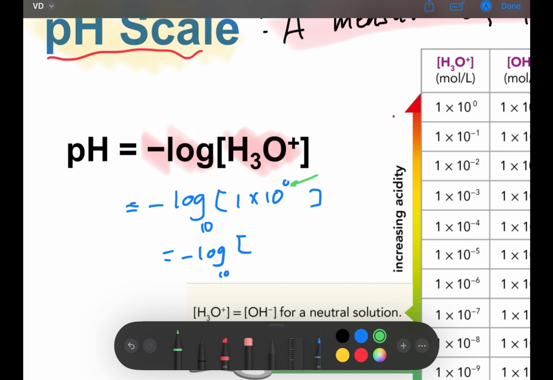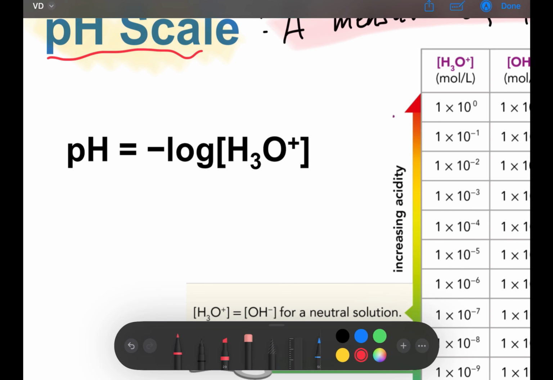That's going to be the log of 1. And based on the logarithm rules, the log of 1 is equal to 0. So we can see that the pH now is 0. Okay. Now, if we want to take another example of calculating the pH, let's say negative log of a concentration of 1 times 10 to the power negative 2. If you apply that in your calculator, you will end up with 2.